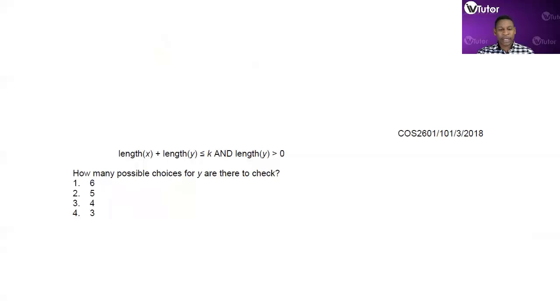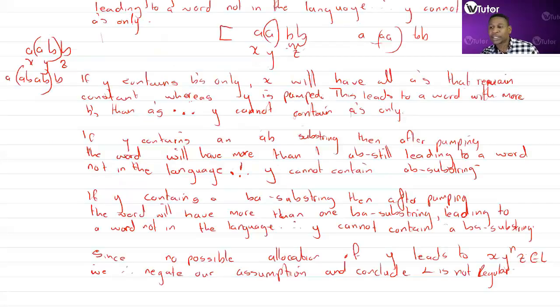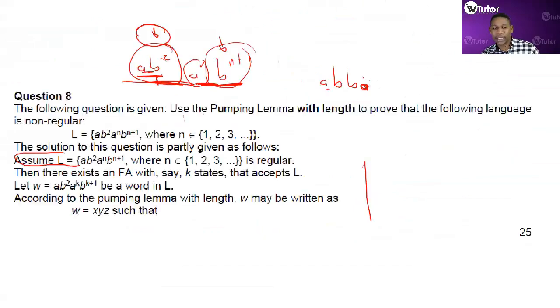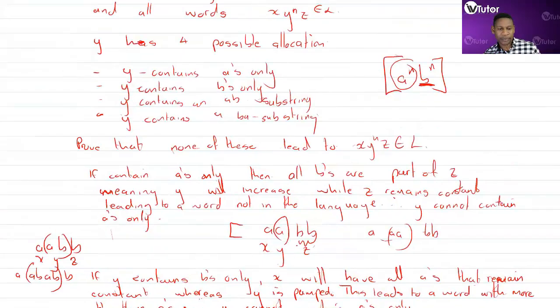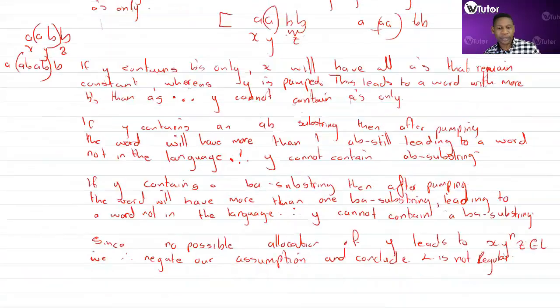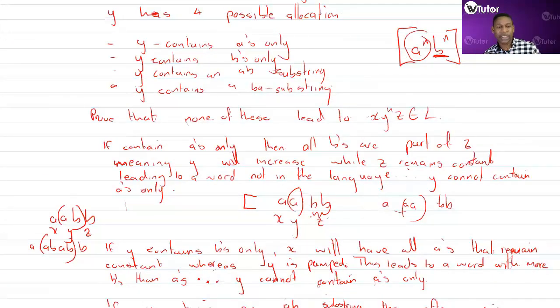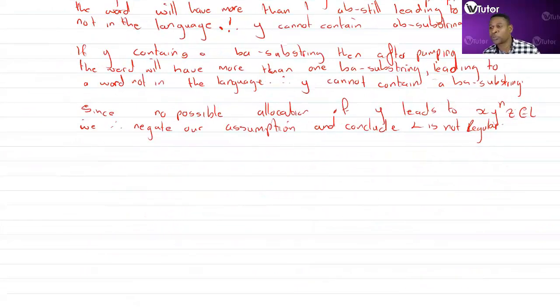Then here they say, from this language, how many possible choices are there for y to check? In this language, we're only going to have 4. So the solution to this is going to be 4. Right? And then we can use this as a basis for attempting another question on pumping lemma. So these are the 4 cases that we're talking about, and this is the literature to prove why we cannot make that type of allocation. Right, sweet. So that's pumping lemma.